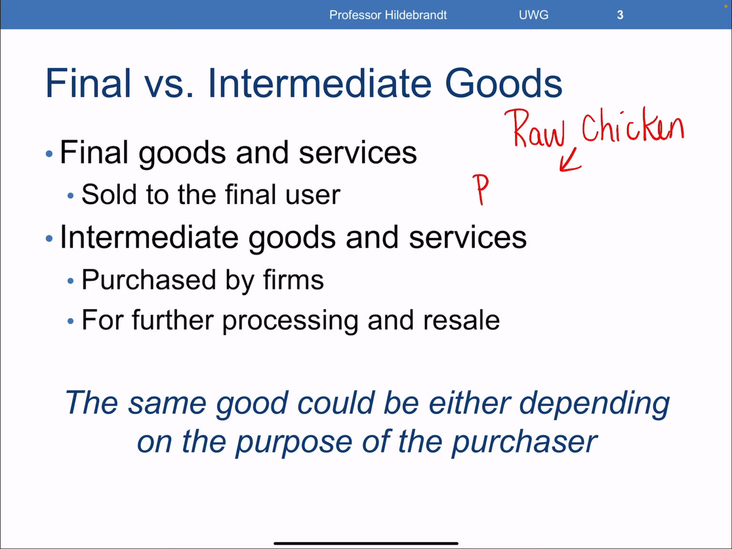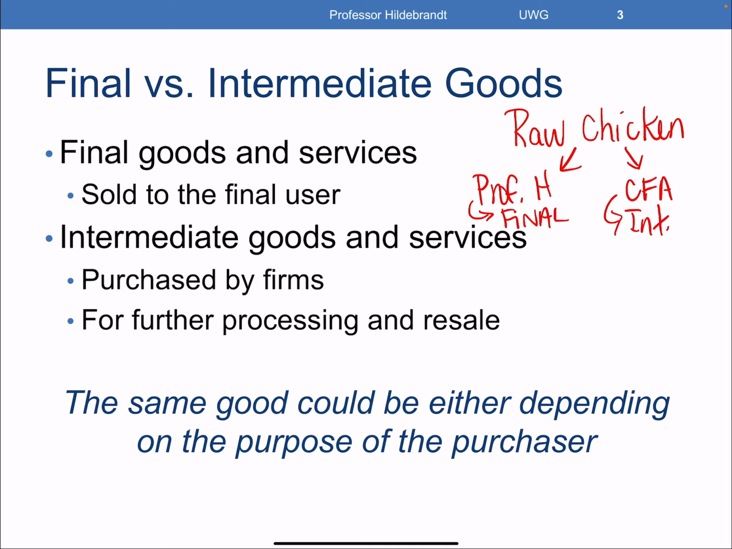So what if I buy some chicken and I take it home and I cook it for my family? Then it's a final good. I bought it, I cooked it, we ate it, product life cycle has ended. However, if Chick-fil-A, the retail chain, purchases raw chicken, they're then going to bread it, fry it, put it in between a warm toasty buttered bun with a couple of pickles, and they're going to sell it to someone else. So for Chick-fil-A, the chicken represents an intermediate good.